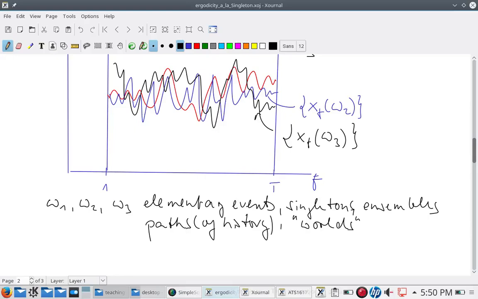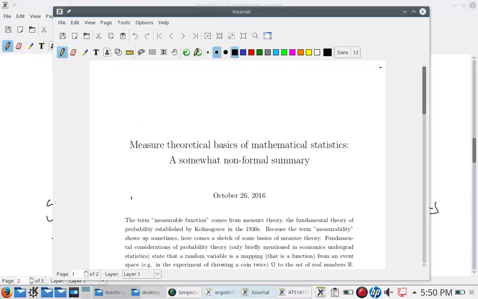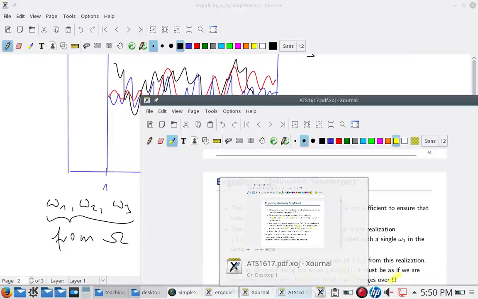Now, these different colors that we see in the graph are basically a result of different draws from the sample space omega, sort of from the set of possible worlds, the histories that can be, if you like. Three of them are depicted here. Now, the key issue here is the following. What is stated in Singleton's quote in the script, right?